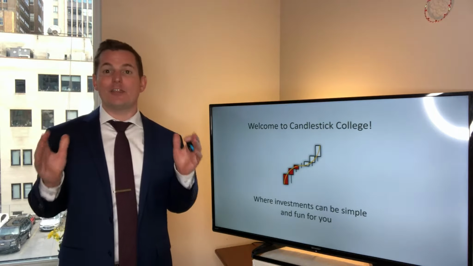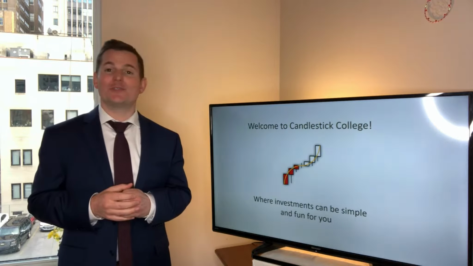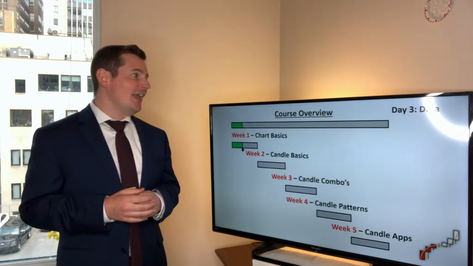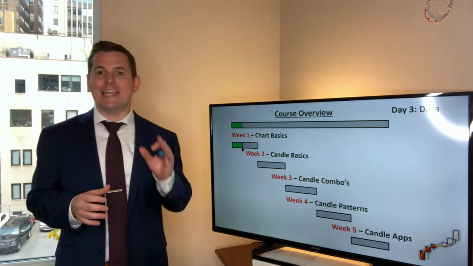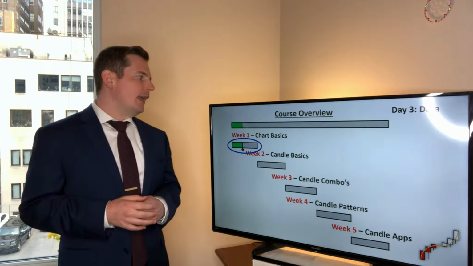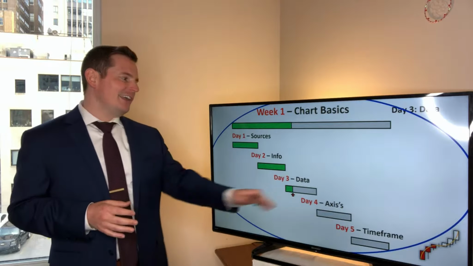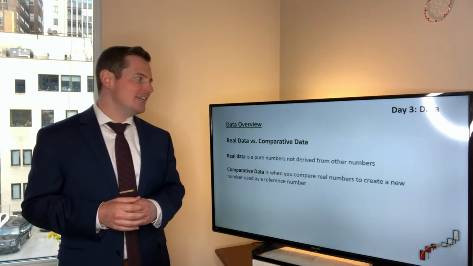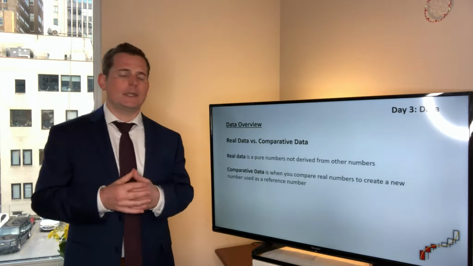This is day 3 of week 1, so hopefully everyone is in the right spot. And day 3, we're going to be talking about data. So here we are in the course overview, and we're just going to zoom right in to week 1 and day 3 in the data. And here is the overview of what we're going to be talking about today.